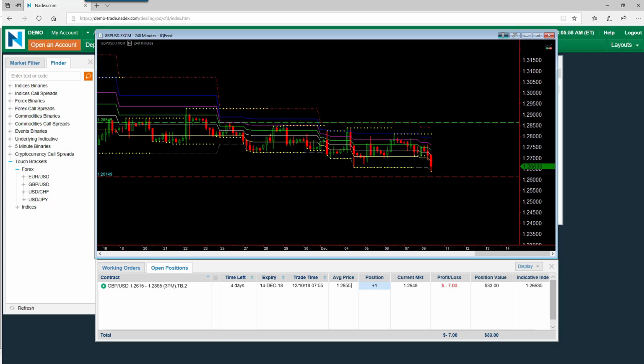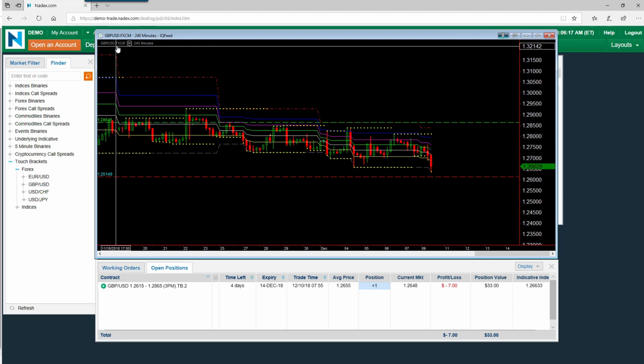Now you can also see that when I entered, my average price was 1.2655. Now the risk on this is, of course, my entry price minus the floor, which gave me about a $40 risk on this trade.